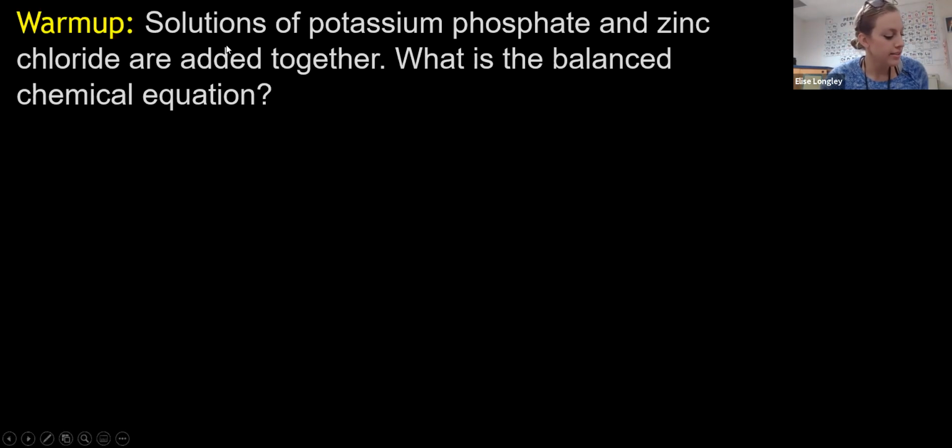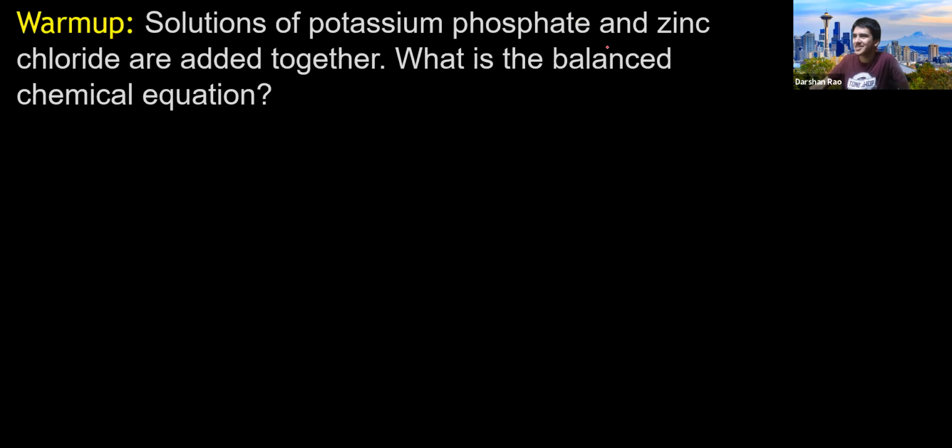This question says, solutions of potassium phosphate and zinc chloride are added together. What is the balanced chemical equation? So if you were in the laboratory and we were watching Darshan do this, what would you be doing right now? I would first circle potassium phosphate and zinc chloride, and then underline that they're added together. And then it's asking for what's the balanced chemical equation.